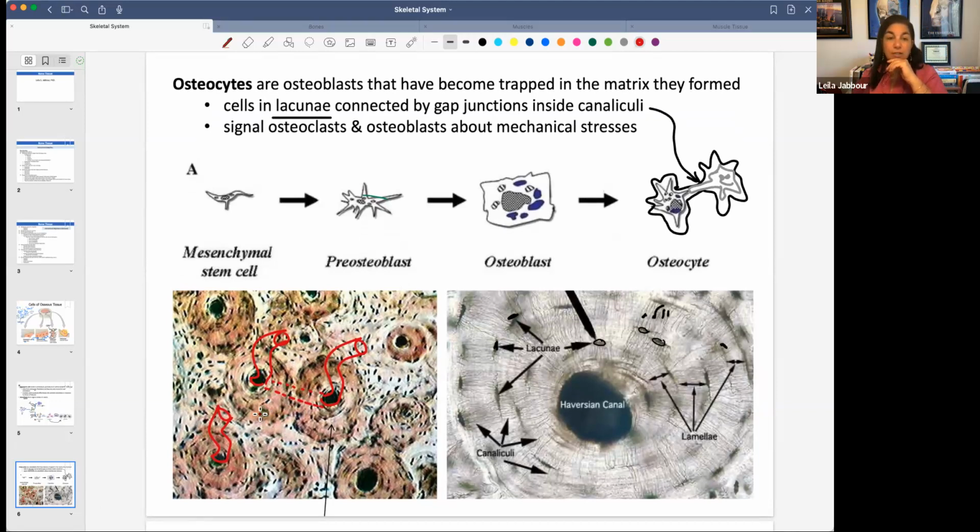Okay, so these cells are kind of trapped in this hard matrix. They have to communicate with each other, and that's how they do it, via these canaliculi. And you can see them.